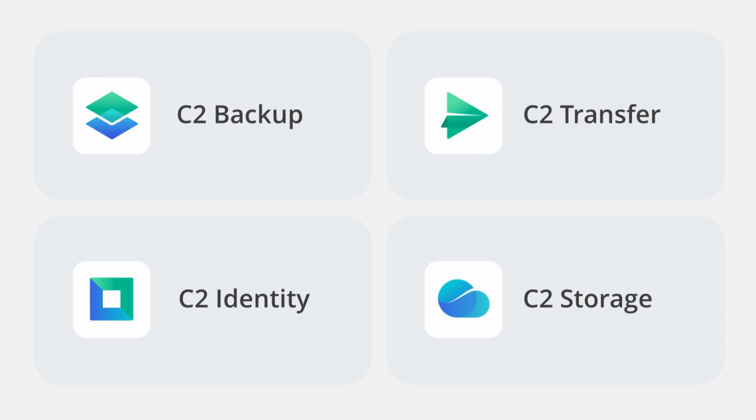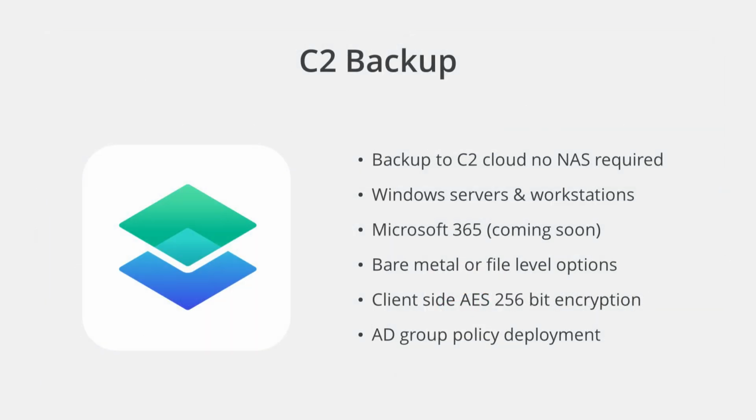And then of course, we have our C2 Storage, which is our basic cloud service with a data center here in the Seattle area and also one in Germany. We offer different pricing options and no ingress or egress fees. C2 Backup provides multiple restore options, including bare metal or at the file level. You have flexible scheduling, customizable retention, efficient protection, easy deployment, and active monitoring.